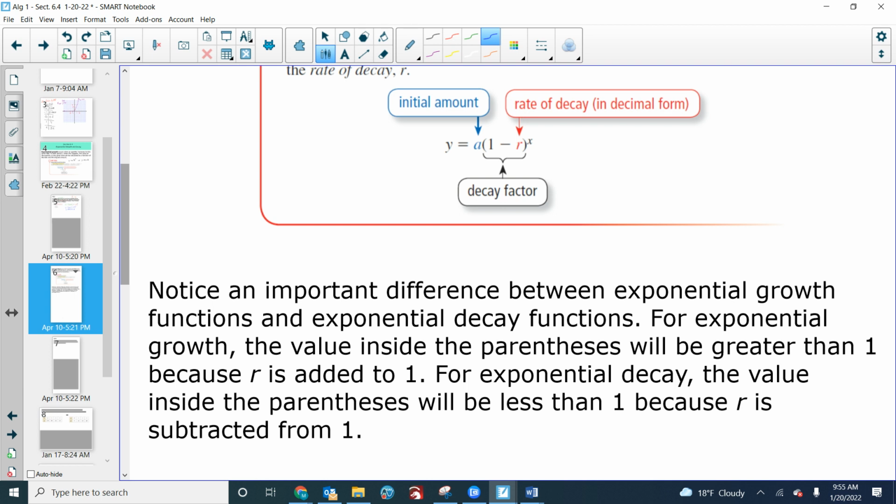What happens when you do 7/10 of something? Does it get bigger or smaller? What if you have $10? What's 7/10 of $10? $7. Did your amount go from 10 to 7? Did it get smaller or bigger? Smaller. Take your $7, take 7/10 of it. Did it get bigger or smaller? Smaller again. So if you multiply by a decimal less than 1, it's going to keep getting smaller. That's why it's decaying.